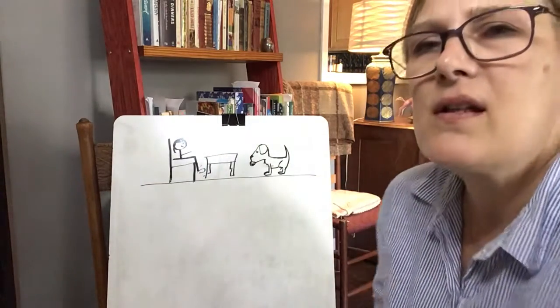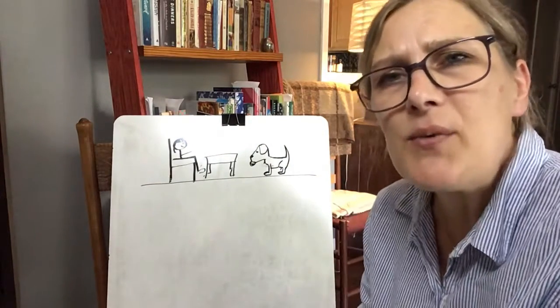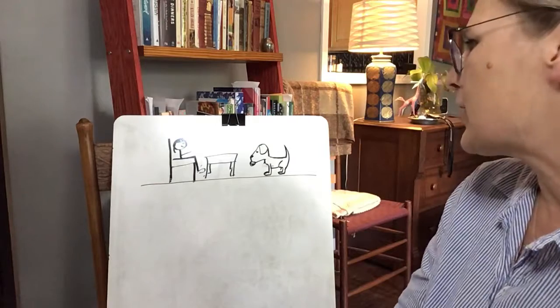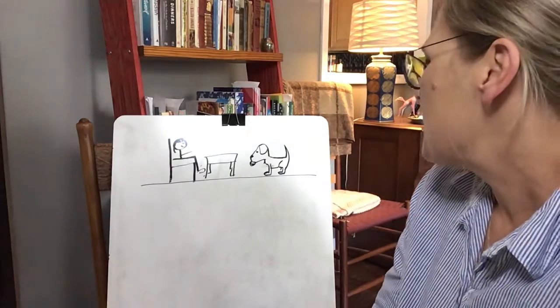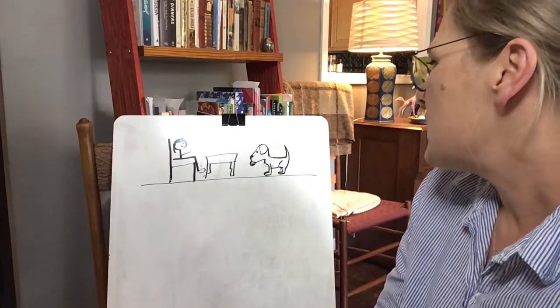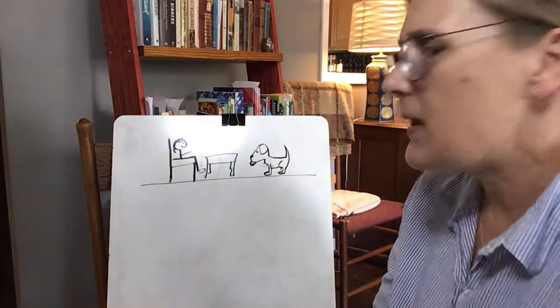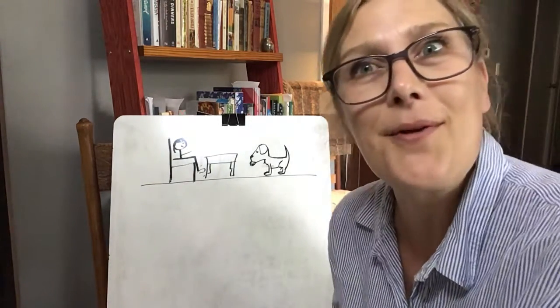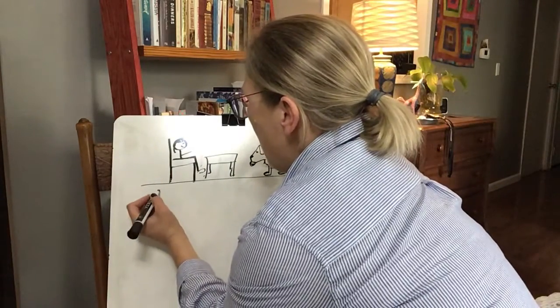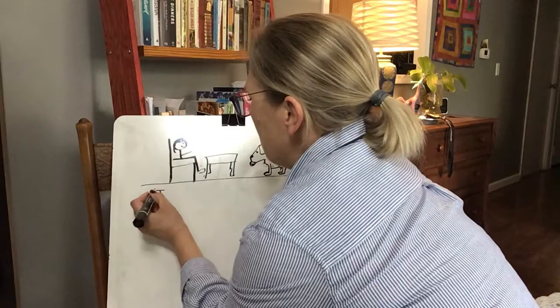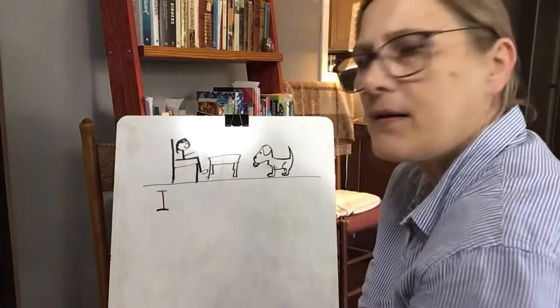So the next part is plan. I have to plan what I want to say. So I'm going to look at my picture and I'm going to say, I was doing my work. Scout wanted to play. He kept bringing me his ball. So will you help me write that? Can you guys see that?